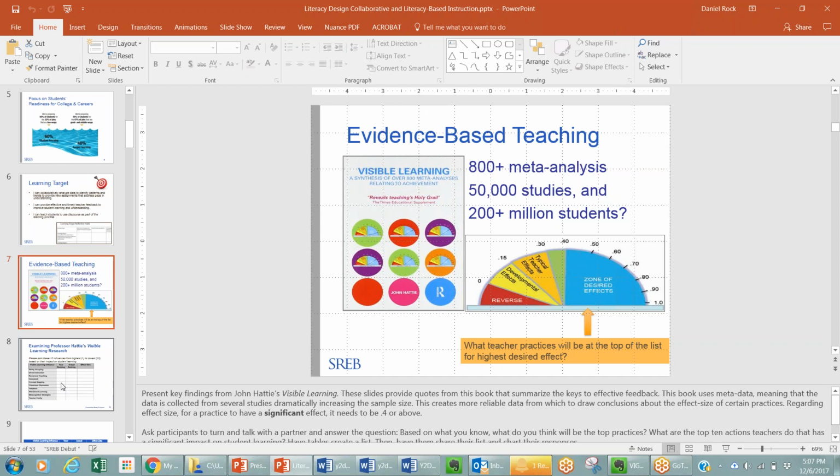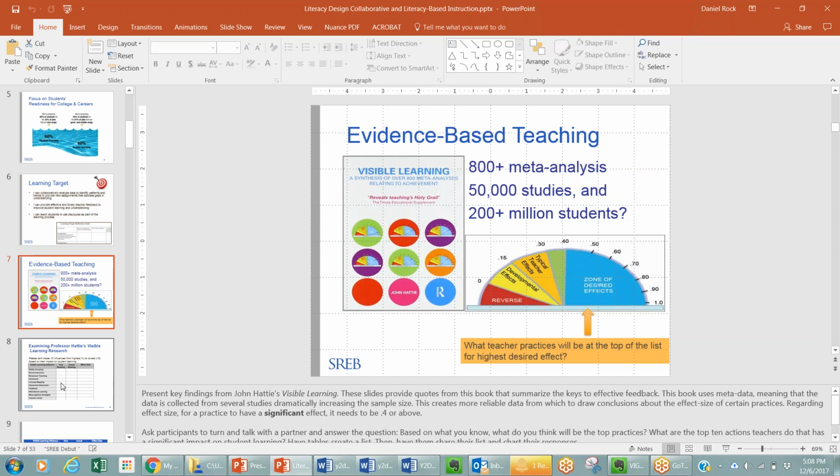He looks at 20 studies. If there are 20 studies, each with 1,000 people, that's 20,000 kids. So that creates a very large sample size. And the larger your sample size, the more accurate your data is. So he's spent 30 years doing this meta-analysis of multiple research studies to create this book.